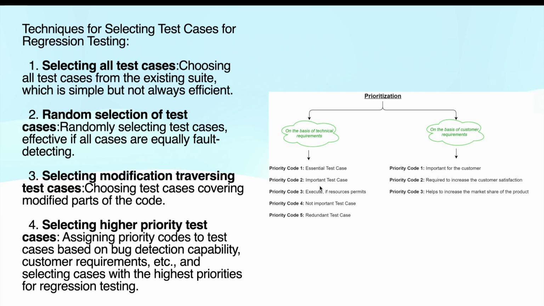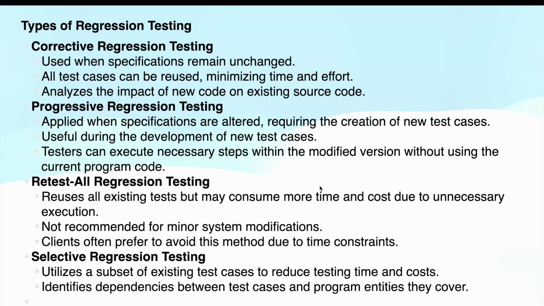Next is types of regression testing. So there are 4 types of regression testing. First is corrective regression testing. This type is used when specifications remain unchanged and all test cases can be reused. It is efficient, requiring less time to identify faults or bugs. It analyzes the impact of new code on existing source code. It uses a subset of existing test cases to minimize testing cost and effort.